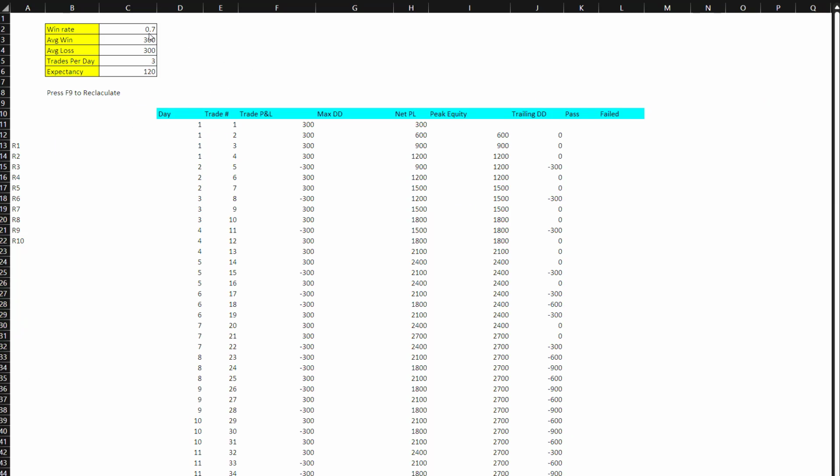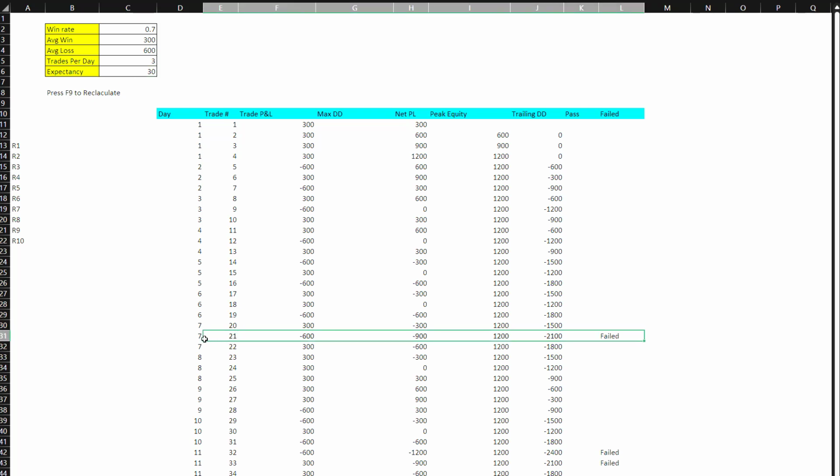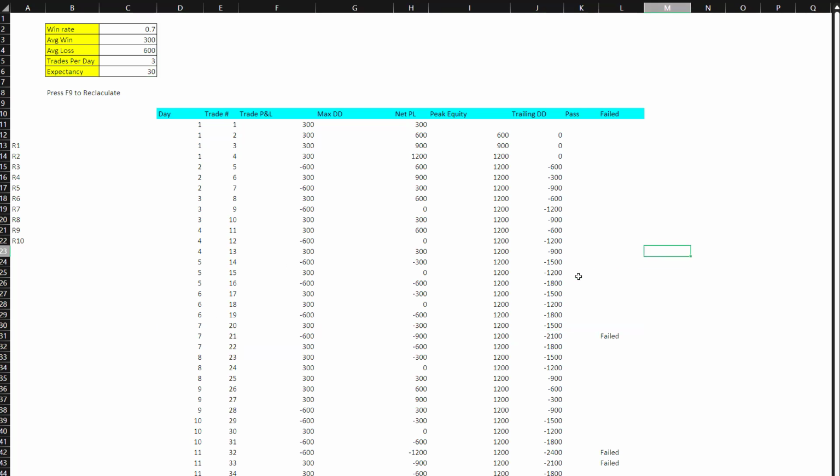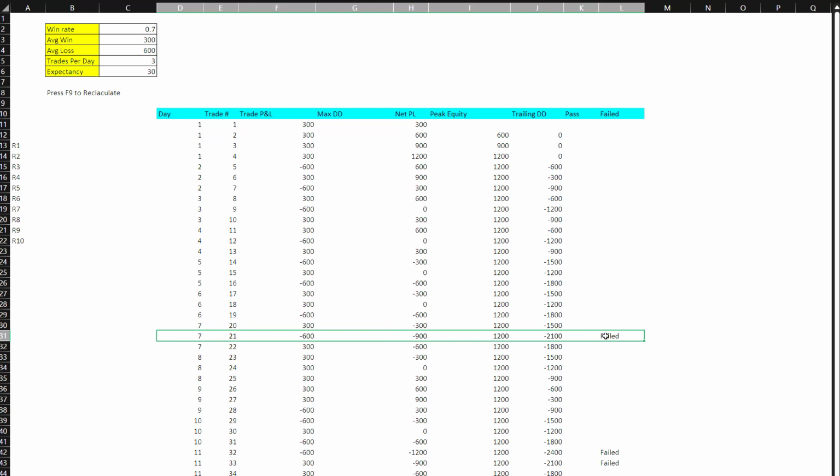So let's change this. All right, this is not too interesting. Imagine you get 70% and your loss was twice as big. Now your expectancy is only $30 per trade. Let's see when you failed. Okay, you failed on trade 21 within 7 days, and your net P&L never got up above $600. Your net P&L was negative, right?